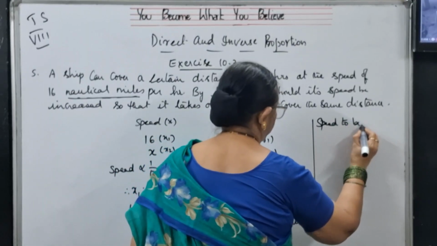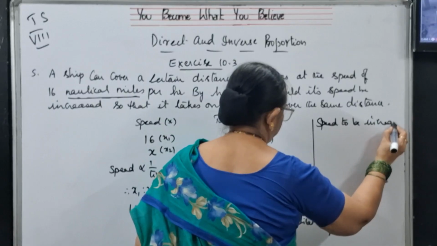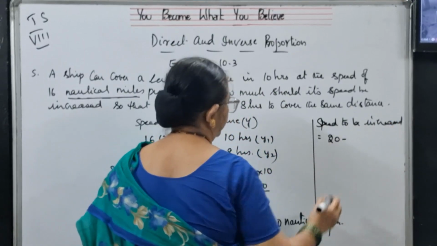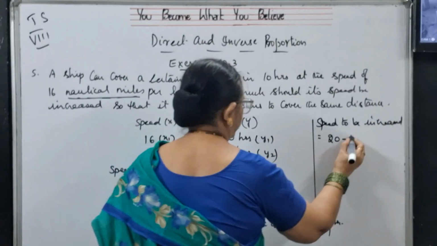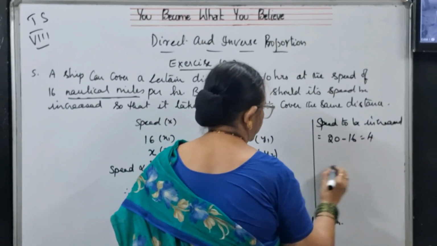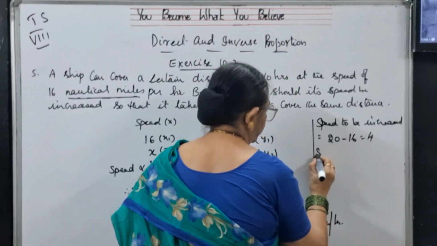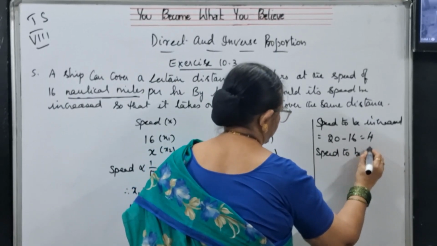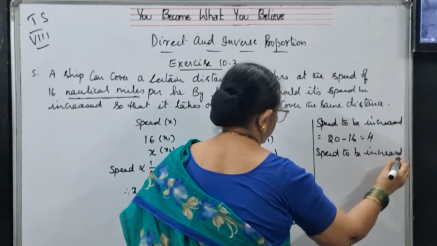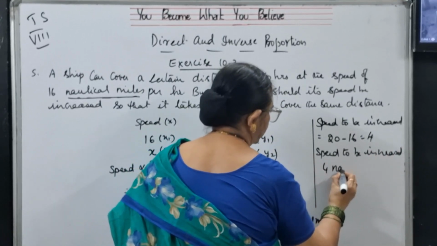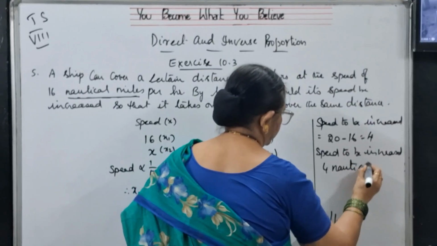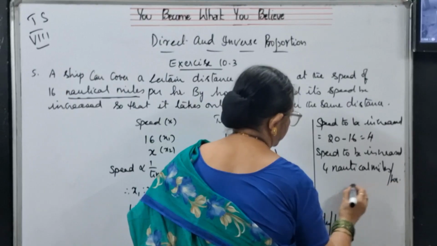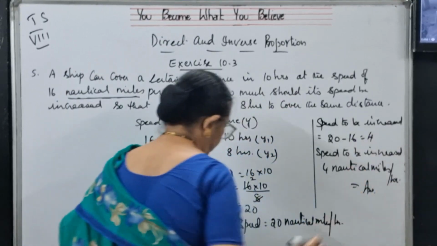Speed to be increased is equal to, now the speed is 20, but earlier speed is how much? 16. So that is 4. So speed to be increased is 4 nautical miles per hour. This is the answer, children.